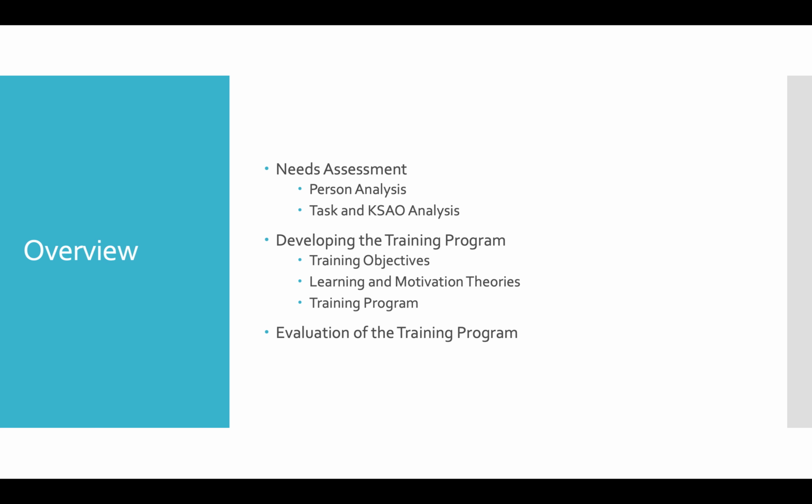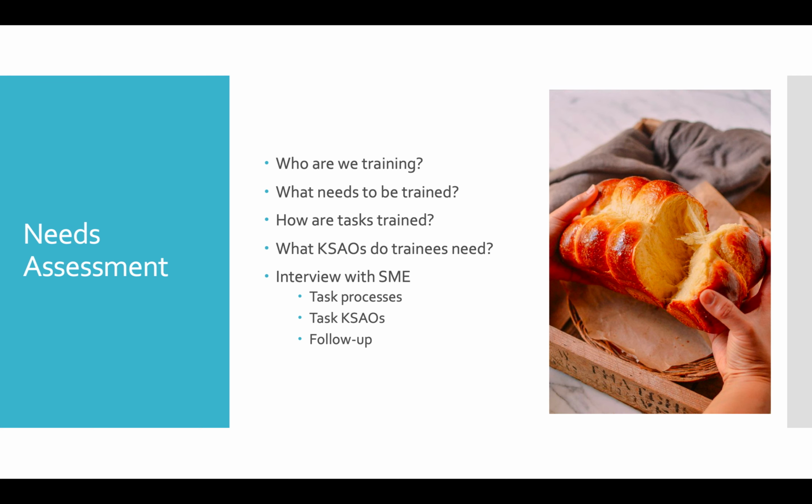Following this, we will go into more of what went into developing the training program, including the training objectives, the learning and motivation theories behind why people want to learn and why they want to perform certain tasks, and the training program itself. And then finally, we'll be going through the evaluation of the training program, so how we can look at if the training program itself was successful and useful.